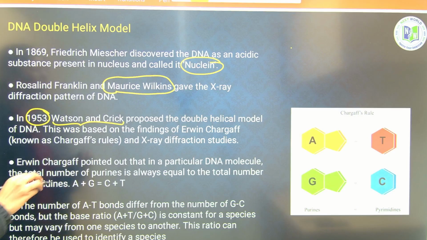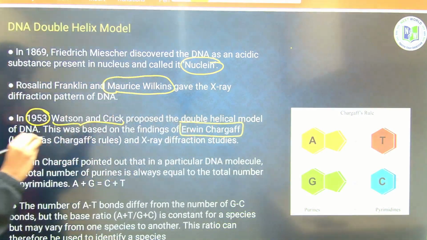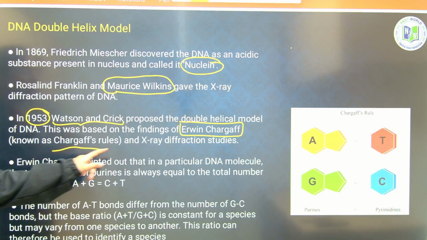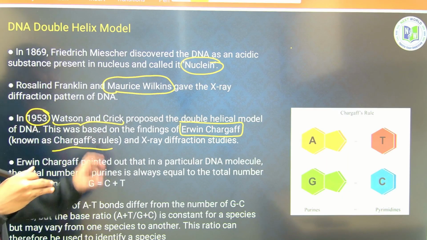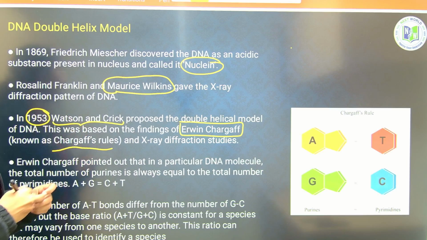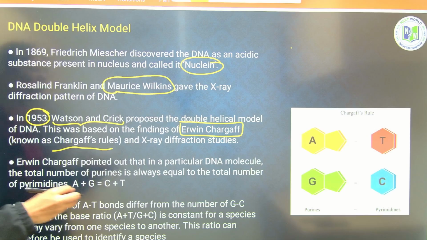This was based on the findings of what? Erwin Chargaff. Erwin Chargaff gave this. This is also known as what? Chargaff's rule, and these Chargaff's rules were based on what? X-ray diffraction studies. Erwin Chargaff pointed out that in a particular DNA molecule, the total number of purines will be equal to the total number of pyrimidines.